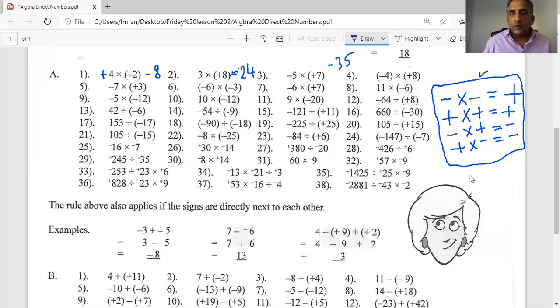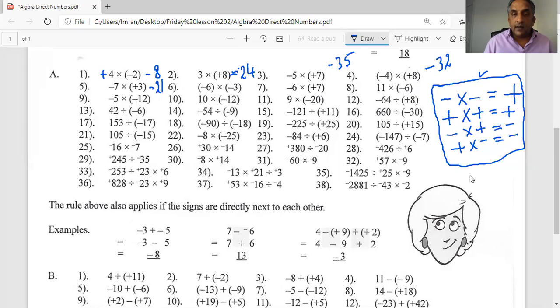Now we are going to do question number 4. Minus times plus is minus. 8 times 4 is 32. Question number 5. Minus times plus is minus. 7 times 3 is 21. Minus times minus is plus.